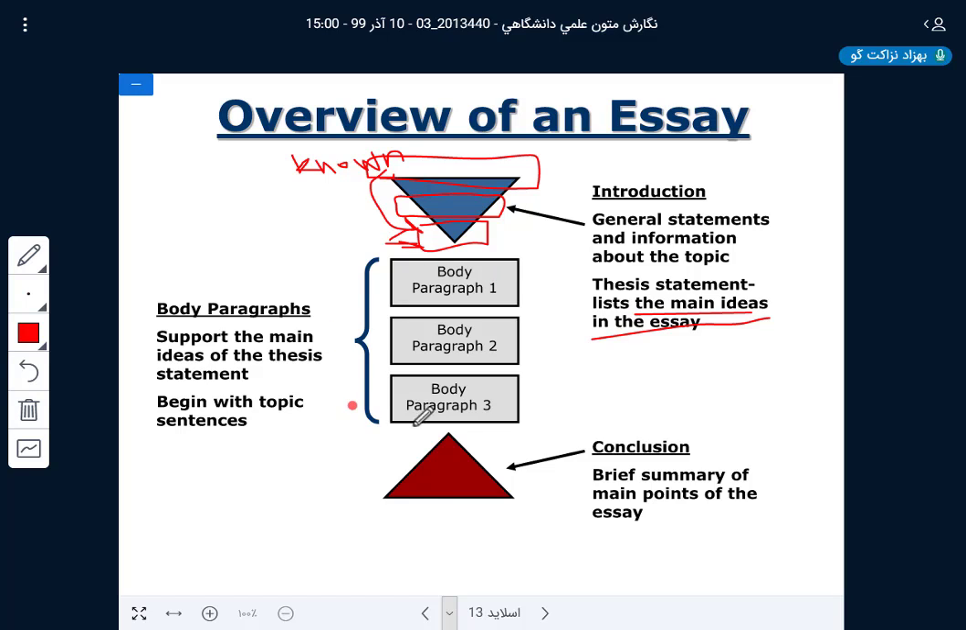Then we have the body paragraphs, and these body paragraphs support the main idea of the thesis statement. Actually, the last line here is the place for the thesis statement, and every topic sentence should support this one. There is a logical connection, so the coherence. And then we have the conclusion, which is a brief summary of the main points we already have.